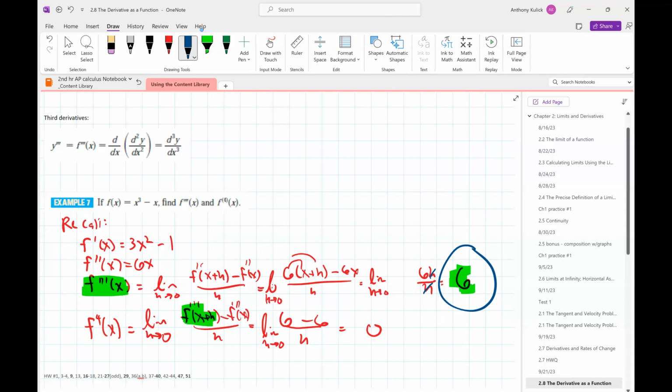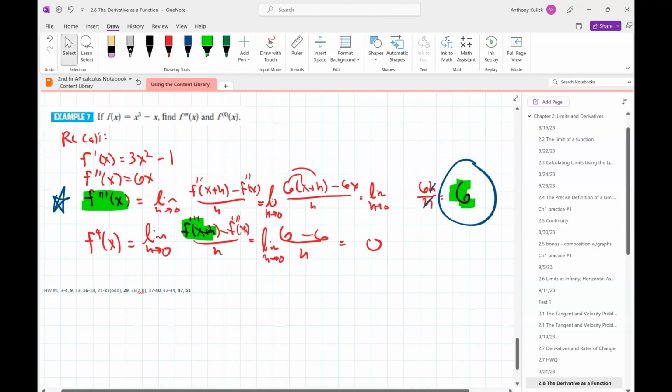F triple prime is 6, right? That's what we found in this step here, right? F triple prime is 6. So when I do f triple prime of x plus h, there's no place to plug the x plus h in. It's just 6, right? F triple prime of anything is just going to be 6, because it's just a constant.